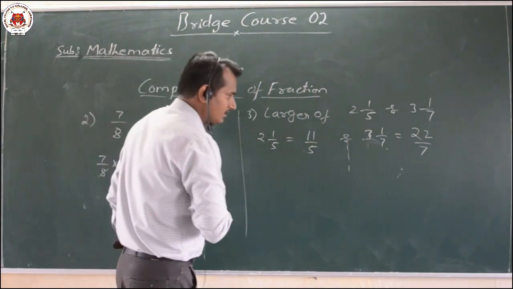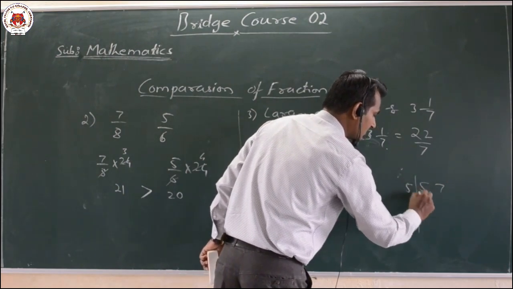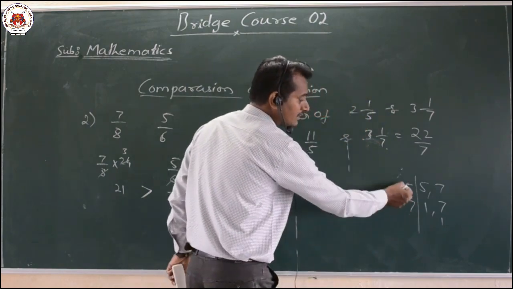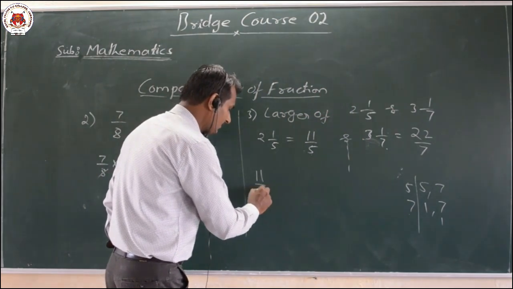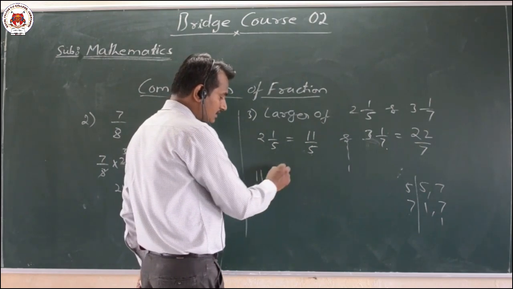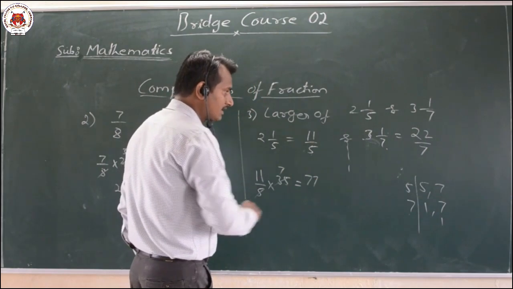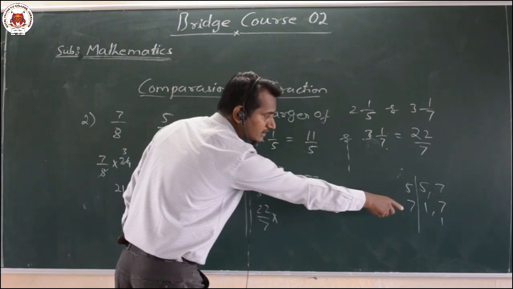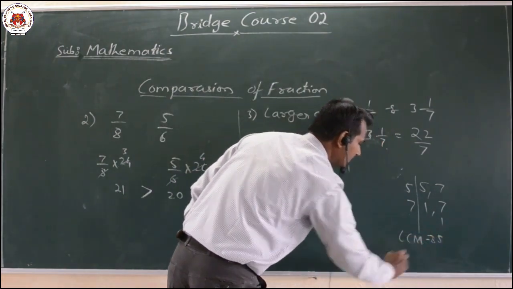Now the LCM of 5 and 7. 5 1s are 5, 7 1s are 7, and 7 5s are 35. So the LCM is 35. We multiply 11 by 5 by 35: 7 elevens are 77. Then the second one, 22 by 7, we again multiply by 35 (the LCM).